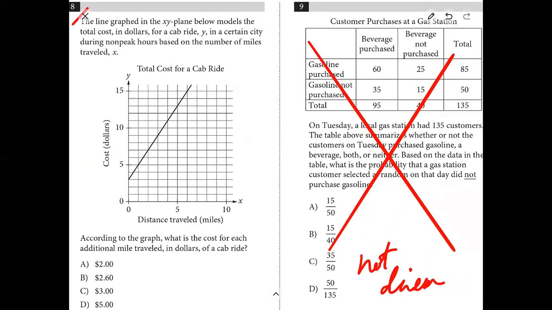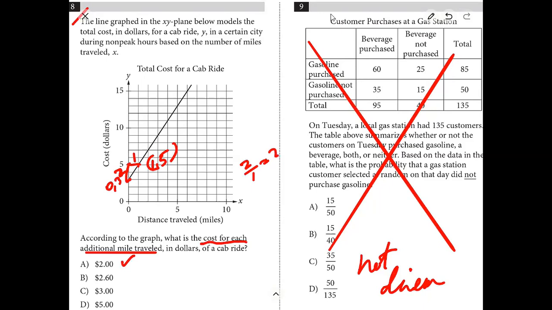And what they want you to do is find out what the cost is for each additional mile traveled. So basically what they're asking for is the slope. Now, the way that most of you would do this, or should do this, is to use rise over run. So right here, this is 0, 3, and this is 1, 5. So if you go up, you've gone up 2. So the rise would be 2, the run would be 1. So the slope is 2 over 1. So it would be choice A.